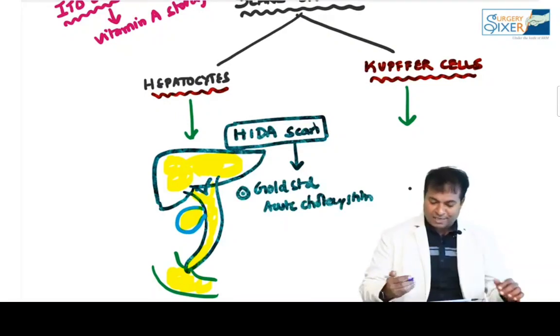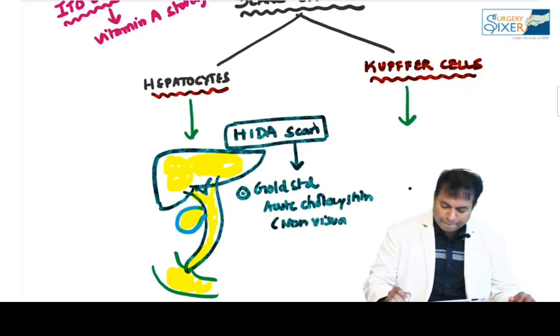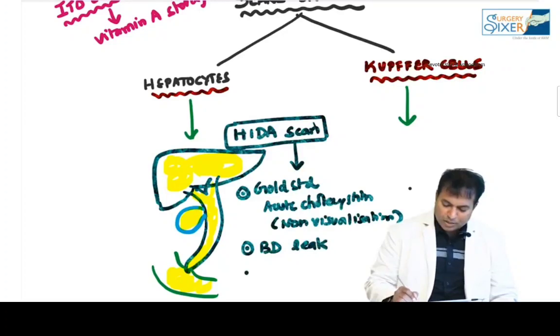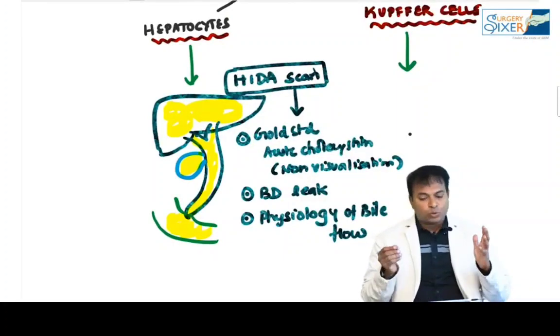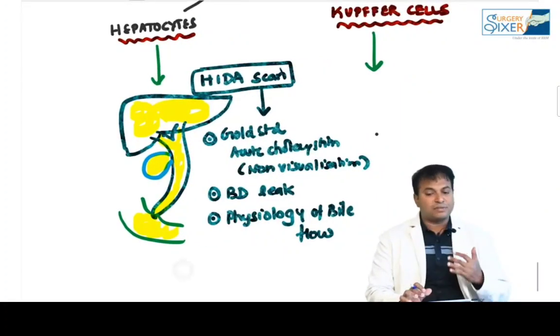It is a gold standard investigation in which we see non-visualization of gallbladder. There will be non-visualization of gallbladder, and it is also used to look for bile duct leak. It is also to test for physiology of bile flow. Physiology of bile flow is also detected with the help of this HIDA scan. So gold standard to diagnose acute cholecystitis, to look for bile duct leak and to look for physiology of bile flow. All these cases we use HIDA scan.